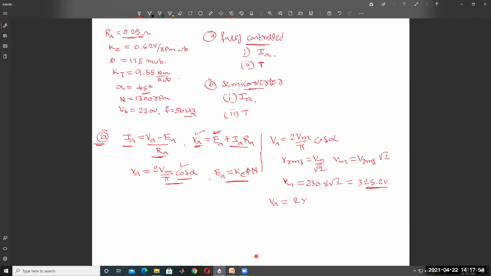Then Va is equal to 2 into 325.2 divided by pi into cos 45. Using a calculator, solve this Va. I got 146.44. Verify whether it is right or not: 146.44.